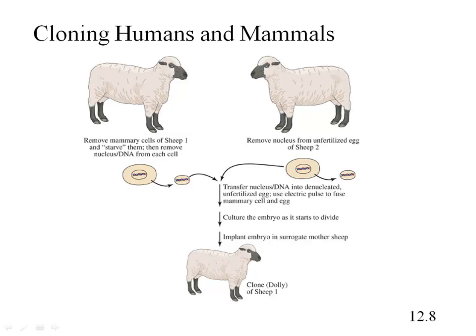All right. So here they show the cloning of a sheep. So we got sheep 1. Remove the nucleus DNA from each cell. Remove the nucleus from an unfertilized egg. Plant that nucleus into this egg, and then an electrical pulse fuses the mammary cell with the egg. Culture the embryo. It starts to divide, and then implant that into another sheep, and we get Dolly, a clone sheep.